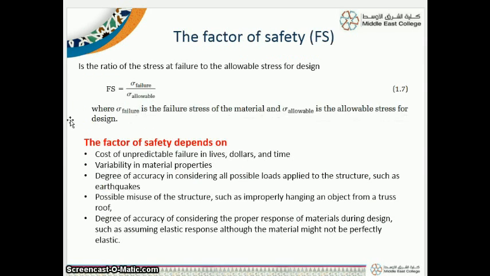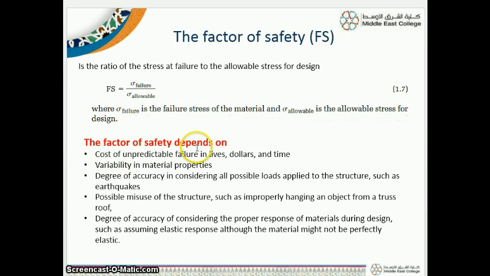Now, factor of safety. This is the important thing which you use throughout your civil engineering. Generally, the factor of safety means it is the ratio of the stress at failure to the allowable stress for design. Fs, factor of safety, is equal to failure stress divided by allowable stress. Failure stress of the material and allowable stress of the design.